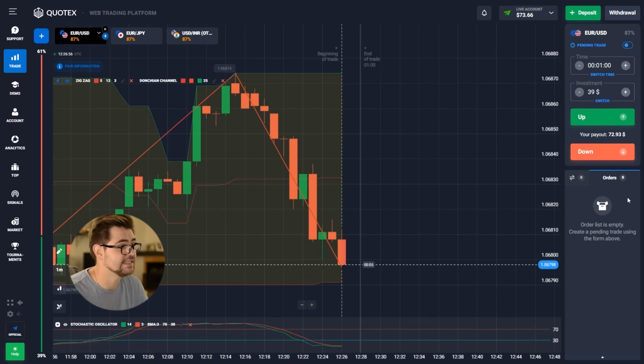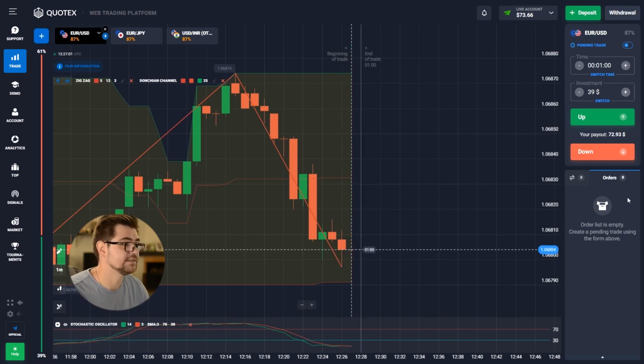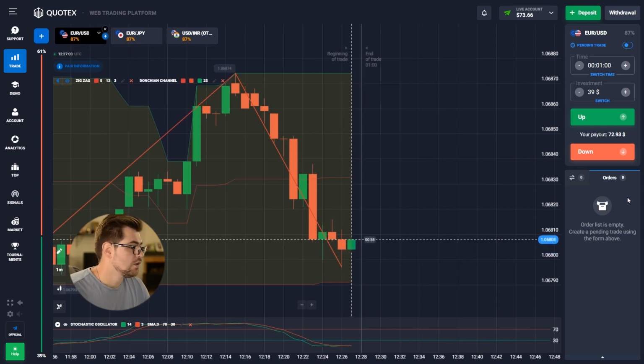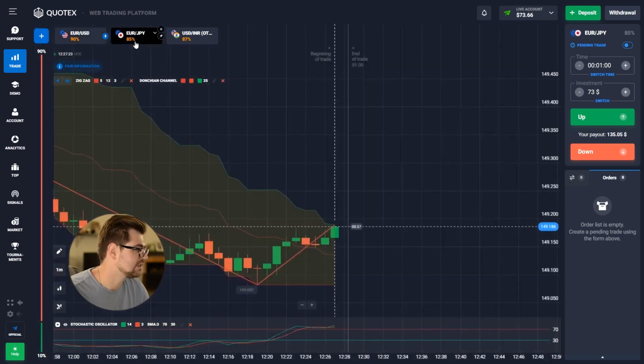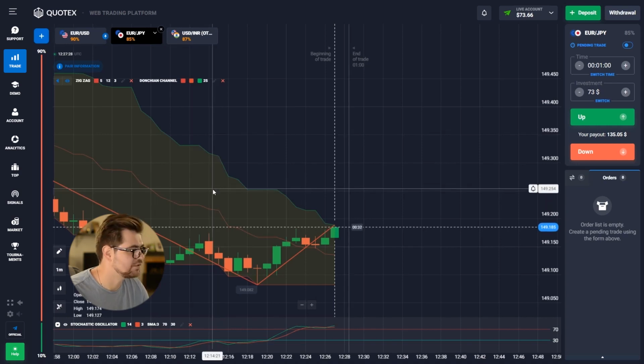$72.93 is the profit, and I would probably go with a call option here, although this is really tricky. This one is really tricky. So I'm gonna put 73, and I'm gonna switch the currency because it's just not okay. This one's a bit crazy as well.